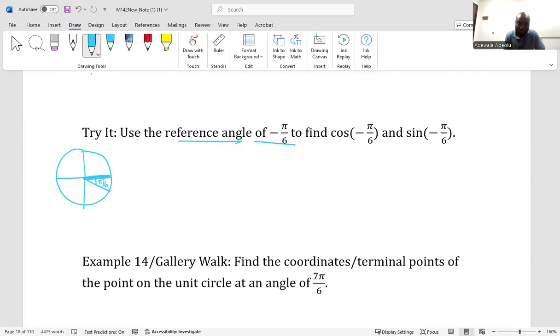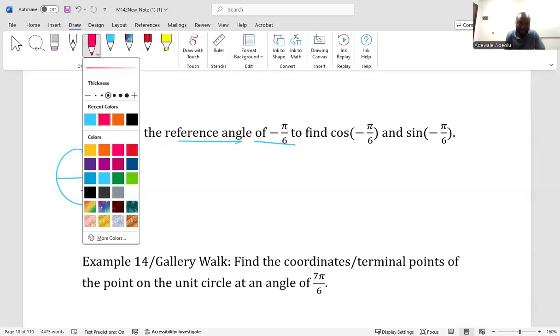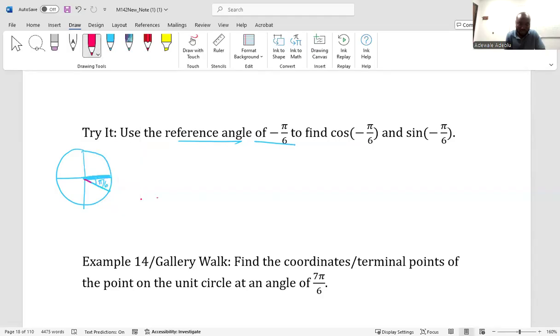Well, this is the terminal side. So what is the angle between this terminal side and the horizontal axis? It is still pi over 6. And remember, pi over 6 has terminal point root 3 over 2, comma 1 over 2, right?